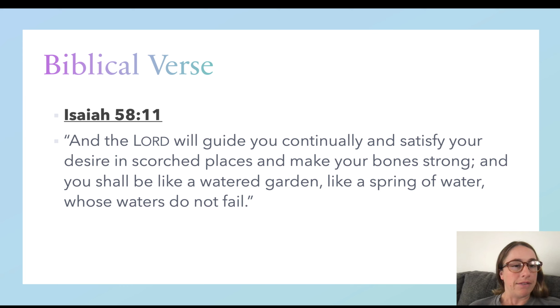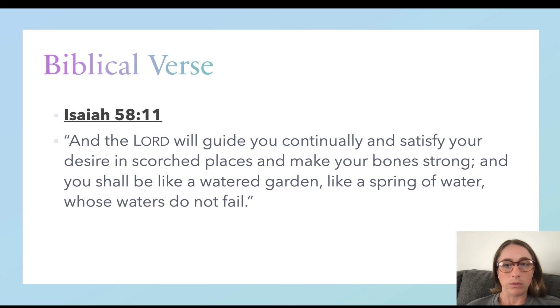Isaiah 58:11: And the Lord will guide you continually and satisfy your desire in scorched places and make your bones strong, and you shall be like a watered garden, like a spring of water whose waters do not fail. Really focusing on the strength of the body. It is actually crazy how complicated our bodies are, and just blessed to have it be healthy and working in ways that we don't even know of that's happening internally.